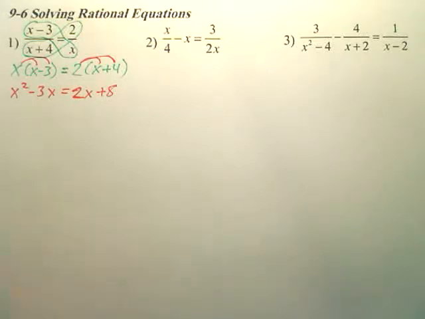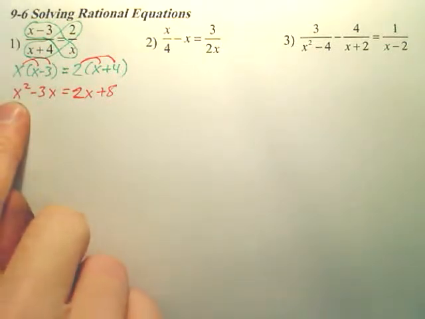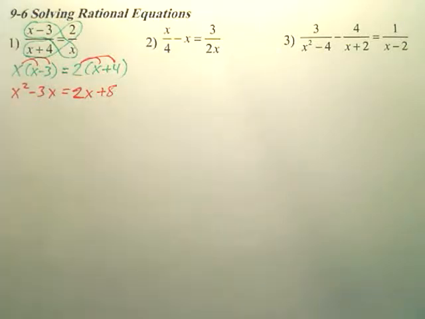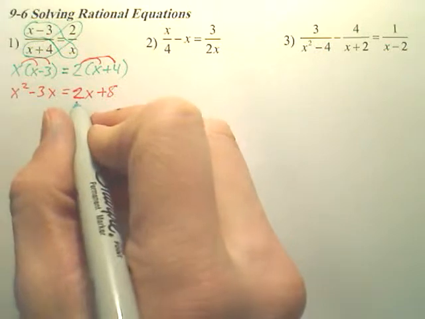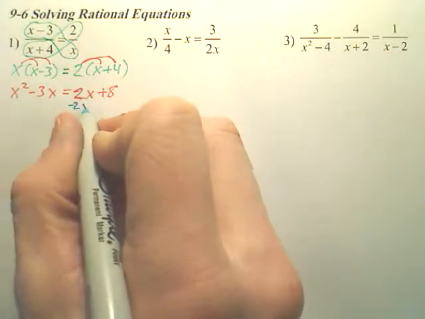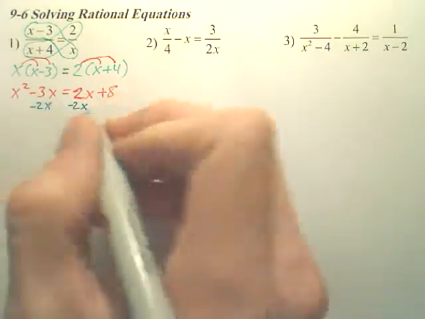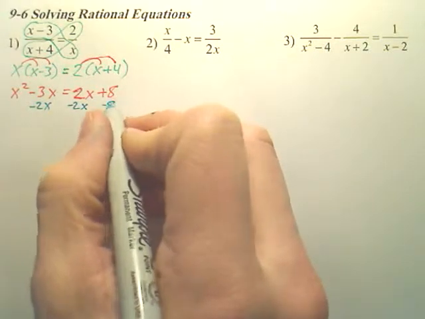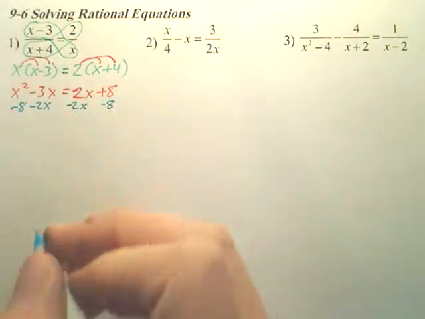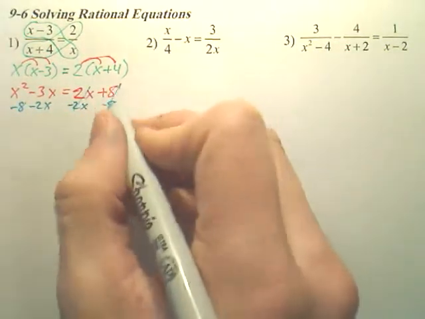Now, to solve this, it's a quadratic. Whenever you have an x squared, it's quadratic, so either you're going to factor or use the quadratic formula. So I'm going to get it all to one side, set equal to 0. So I'm going to minus the 2x over, and I'm also going to minus this 8 over. So I'm going to minus both those things over. Those are gone.